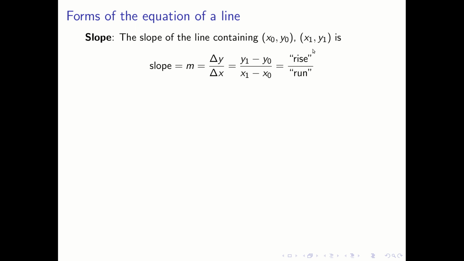And you may have heard this called rise over run. However you think about it, being able to compute it is all that really matters. Now, if you had done instead y0 minus y1, then you would also have to correspondingly do x0 minus x1. So as long as you start with the same point each time when you're subtracting, you'll be fine.